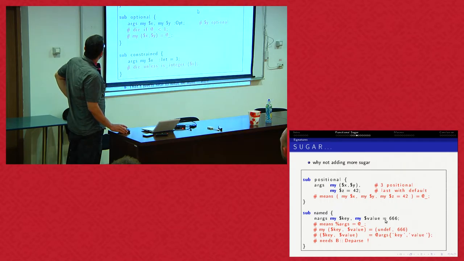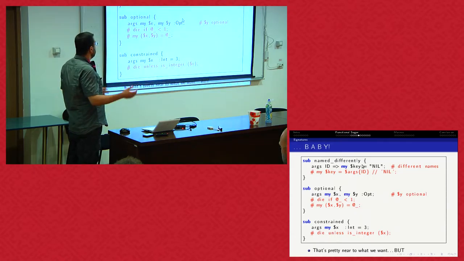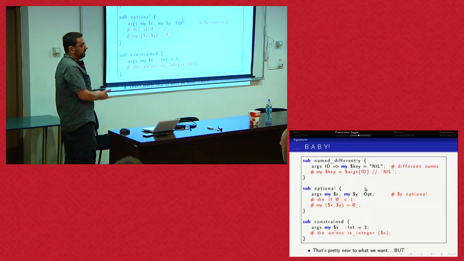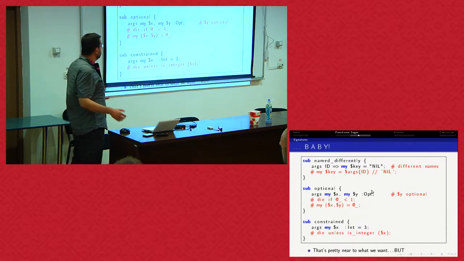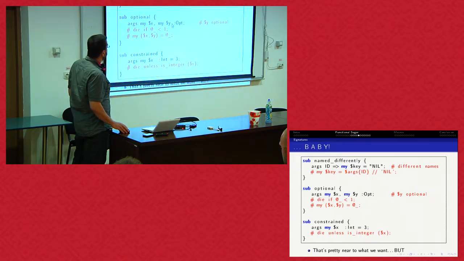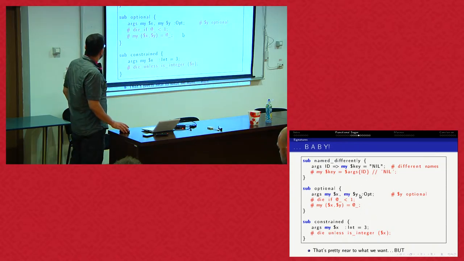Or you have differently named arguments. So you say you're passing the named argument ID, but it has to be stored in the variable $key. Or you have optional arguments. Any argument which has a default value is optional, logically, because why should you assign a default value if it's not optional? But maybe you want to have an argument which is undef if not defined, but still optional. You can use attributes for it.